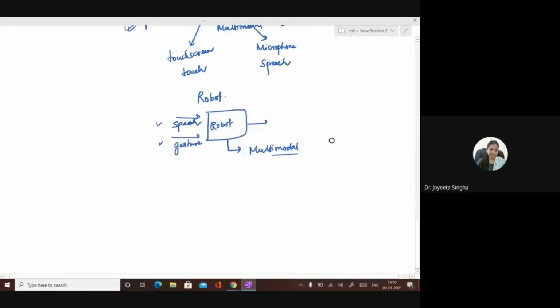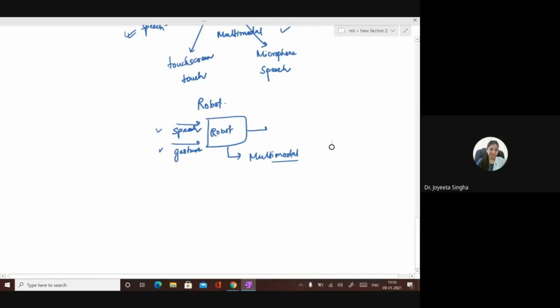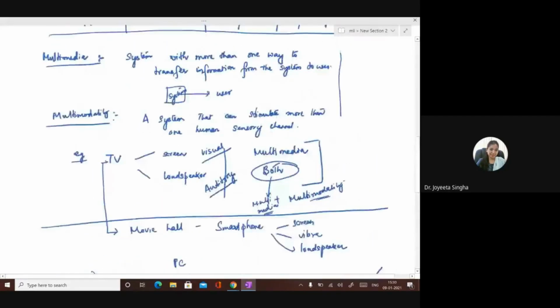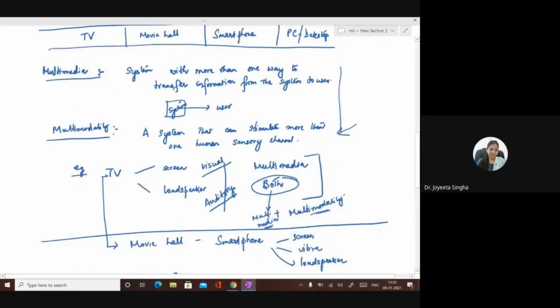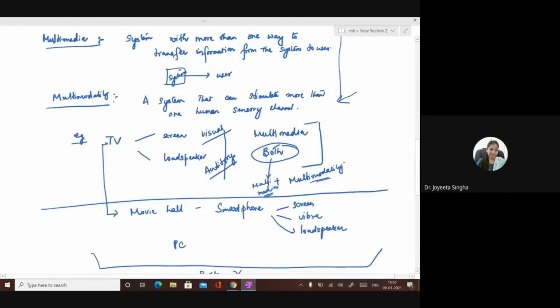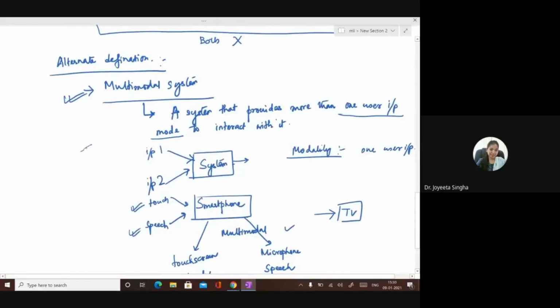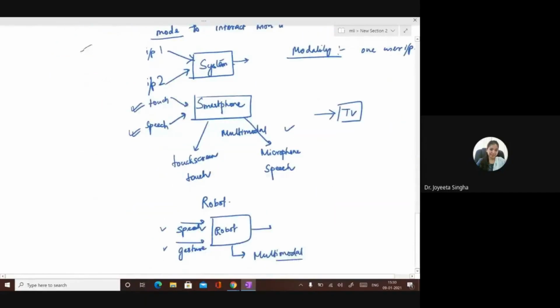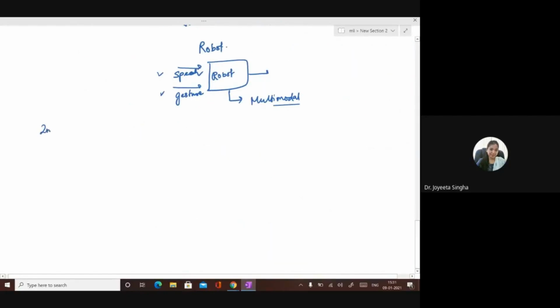This is actually how the definition of multimodal progressed over the years. First they introduced this particular definition, which didn't work. They wanted to distinguish the difference between multimedia and multimodality, so this particular definition was introduced. Later, it was modified. So let's see the second modified definition and what it tells us.